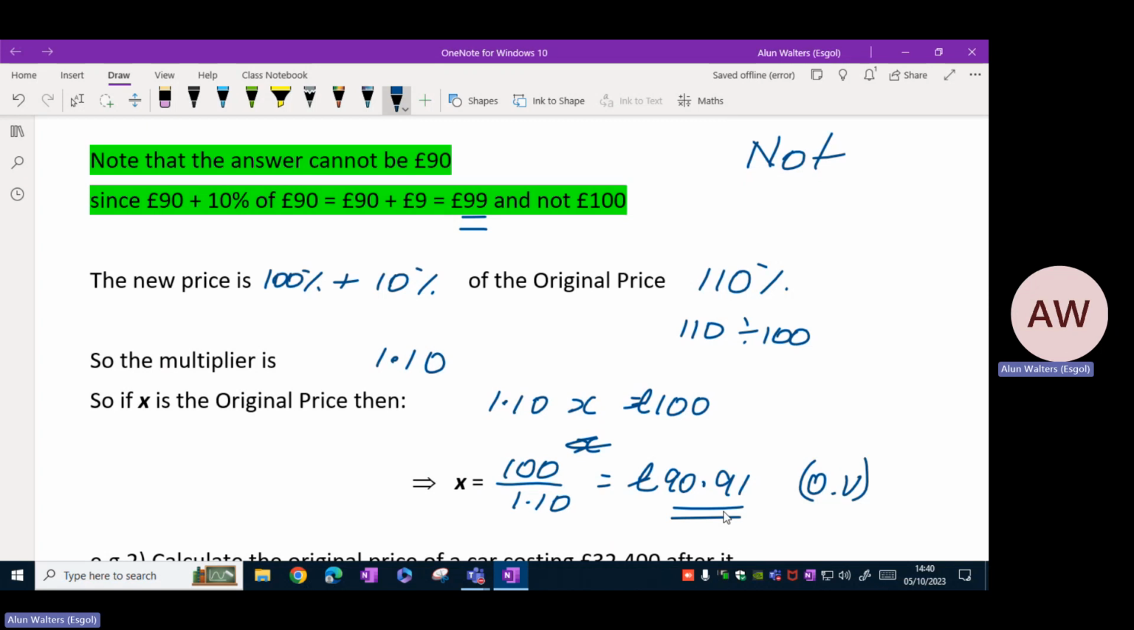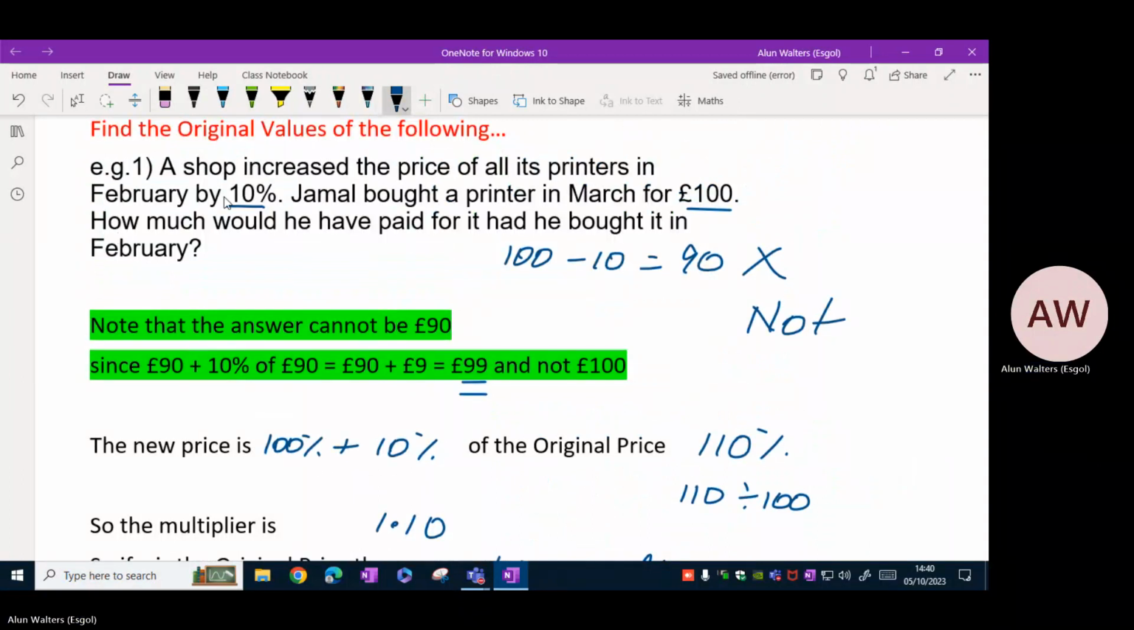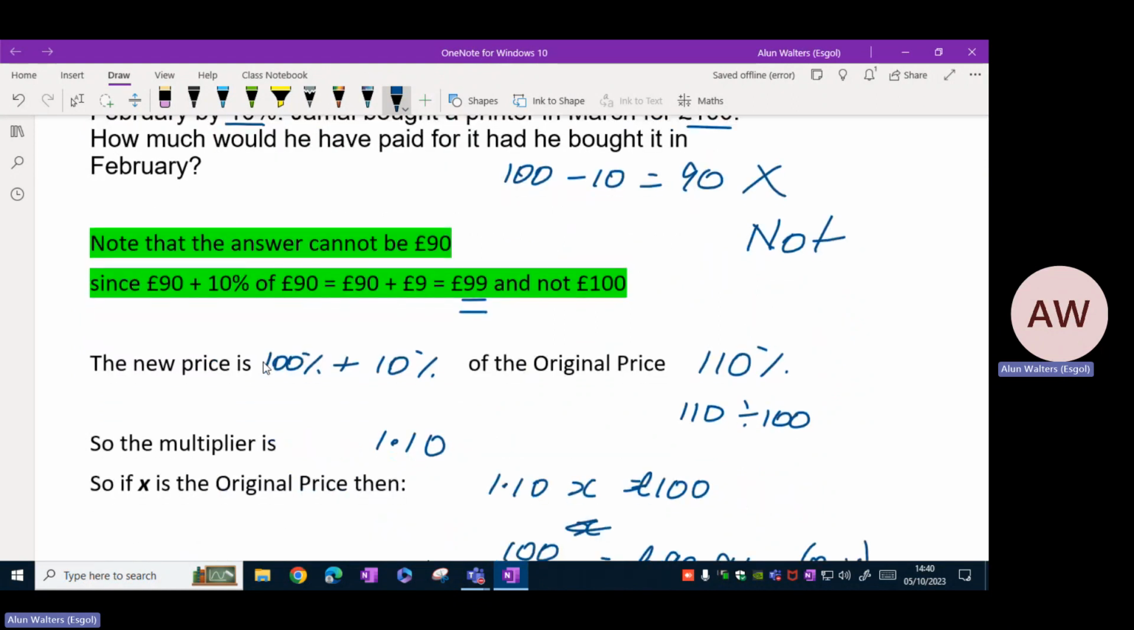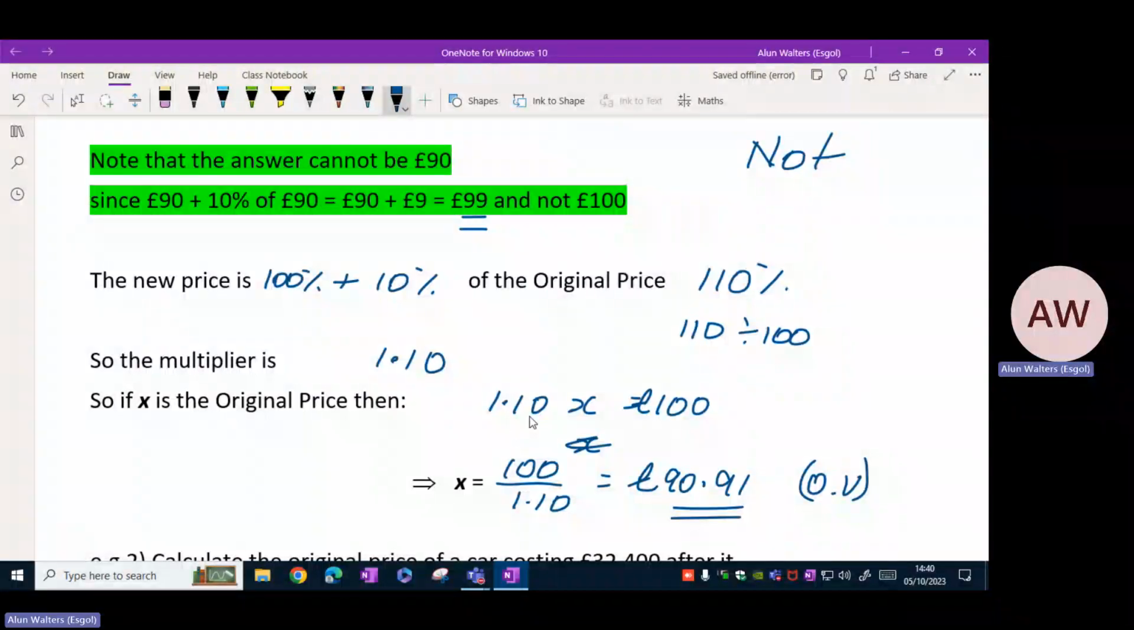So it starts off in the same way. It's an increase. The printer was cheaper than £100, so it went up to a price of £100. So you say 100% plus 10% is 110%. As a multiplier, that is 1.1. So we make the statement 1.10 times x is 100, so x then is 100 divided by 1.1, which is £90.91.